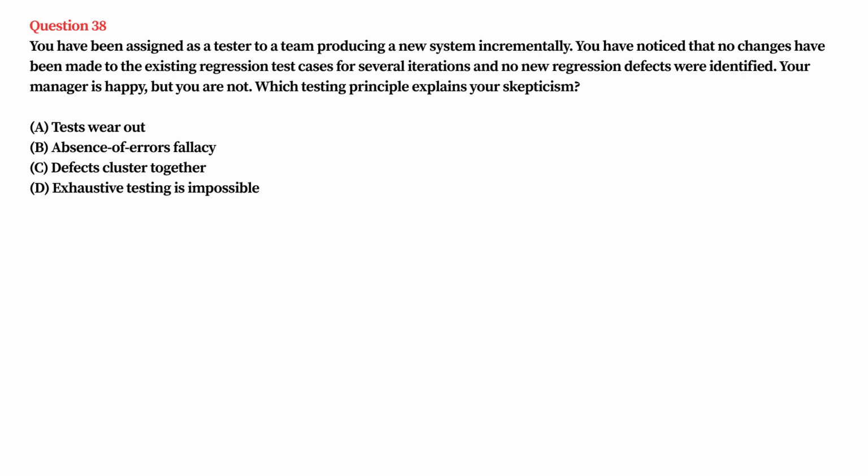Answer B is not correct. This principle says about the mistaken belief that just finding and fixing a large number of defects will ensure the success of a system. Answer C is not correct. This principle says that a small number of components usually contain most of the defects. Answer D is not correct. This principle states that testing all combinations of inputs and preconditions is not feasible.